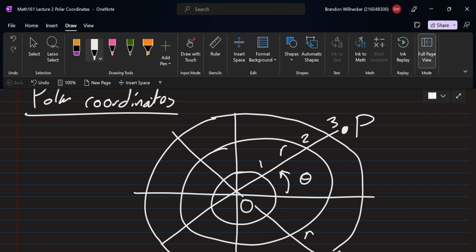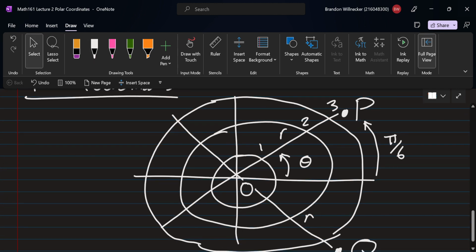And then we can also look at this angle. Those make up the radial lines going all the way around, like a clock. So maybe this angle over here is something like pi over 6, or 30 degrees. Okay, so it's just a different way of labeling it. Instead of having horizontal distance and vertical distance to give us x and y, we now have radial distance and angle from the horizontal. It's just a different way of writing down these points.